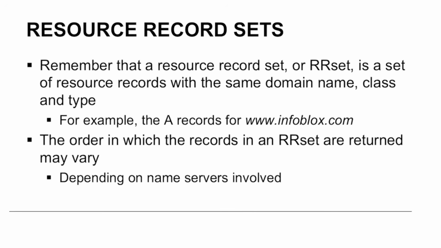An RRset, you'll remember, is all of the records attached to a particular domain name of the same class and type. For example, all the A records for www.infoblocks.com are an RRset. So are the MX records for infoblocks.com. Name servers may vary the order in which they return the records in an RRset.